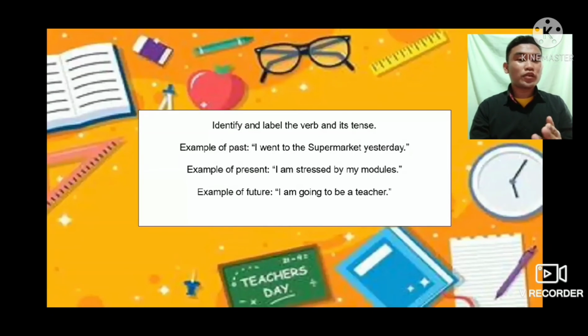Lastly, an example of future. I am going to be a teacher. Which is the verb? Correct. The verb going is the indicator of when the action is going to occur. I'm going to be a teacher indicates that the action of becoming a teacher is still expected to happen in the future. It hasn't happened already, it's not happening right now, but it is expected to happen.